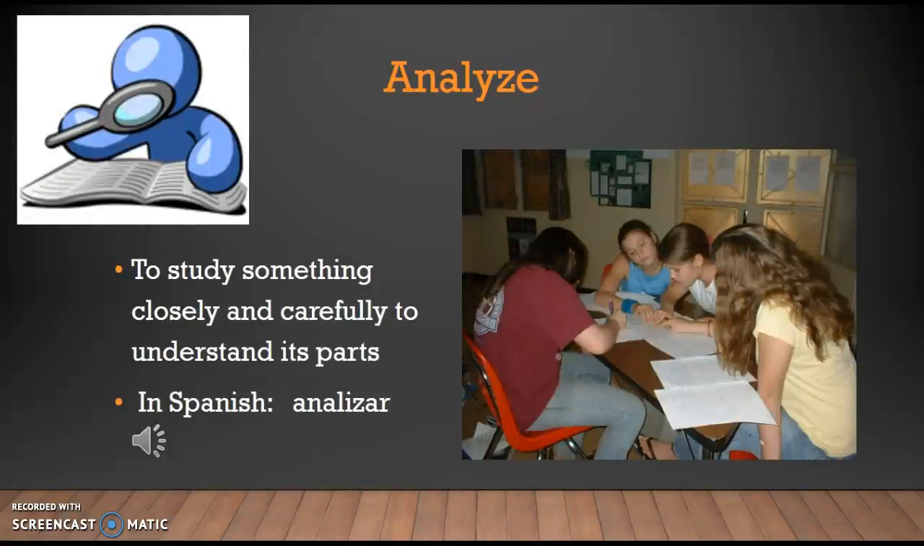Now we are going to be analyzing that broadside in small groups. So what do I mean by analyze? To analyze something is to study it carefully and closely so that you can understand its parts. In Spanish? Okay, so what exactly do I mean?